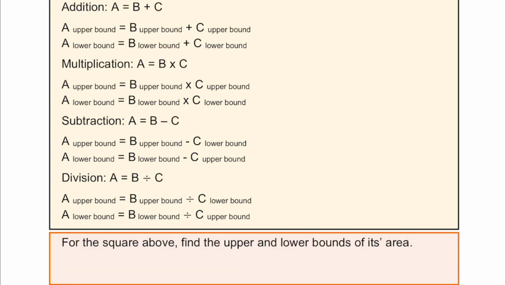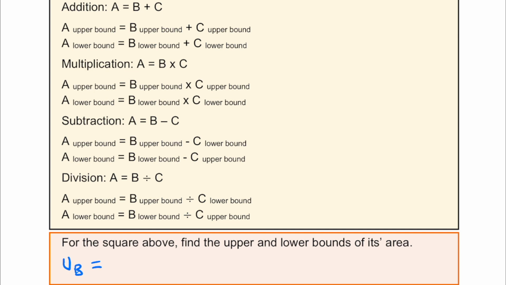So let's now have a look at the next question. We're still using the same square as before, so we've still got this 30 centimeters that's been rounded to the nearest 10, but this time we're going to work out the upper and lower bounds of its area. So let's start with the upper bound. And again, we can use the table above, or we just think it through logically. How do you find the area of a square? And this is important. Different shapes have different calculations for doing area, but a square is very simple. Multiply the length by the width.